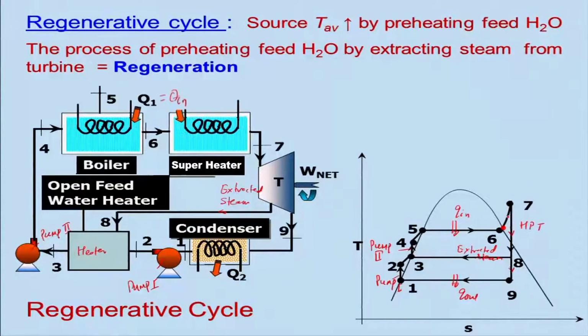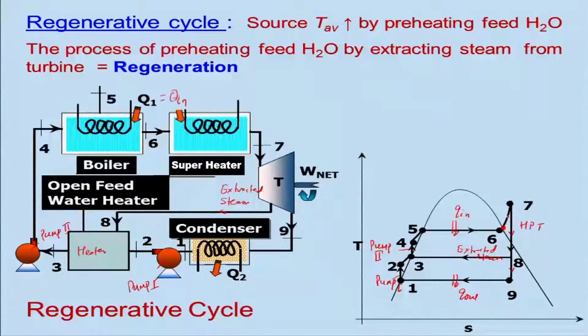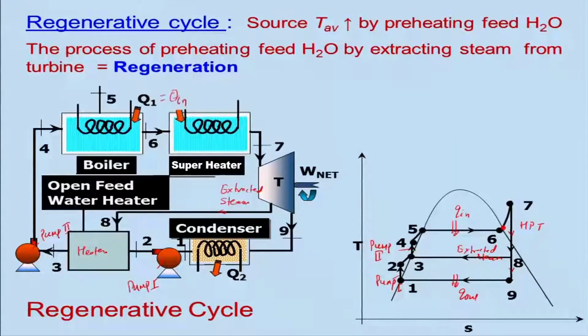But if you look at it, an open feed water heater is being used, and so also the closed feed water heater. What is the difference? Is there any difference between the open feed water heater and the closed feed water heater? In the open one, the extracted steam, which will be at high temperature, is mixed with the cold fluid coming from the condenser, mixing together, and then the temperature will be raised. That is the open feed water heater.